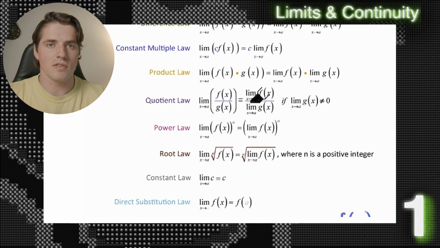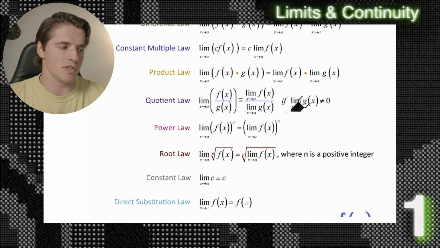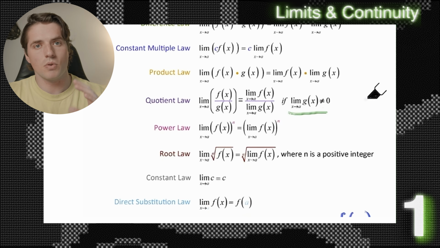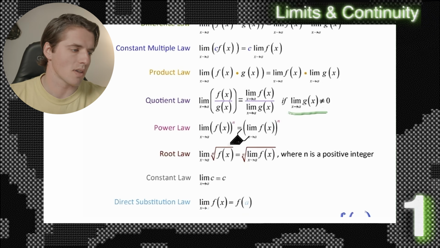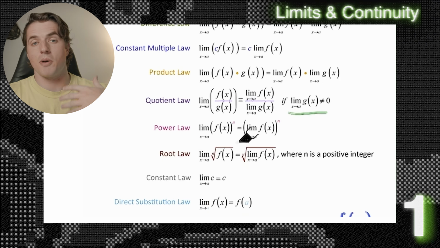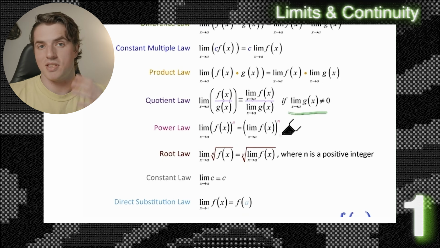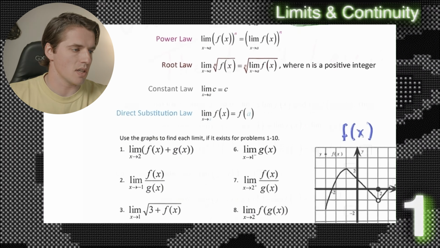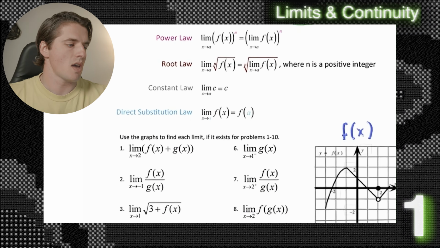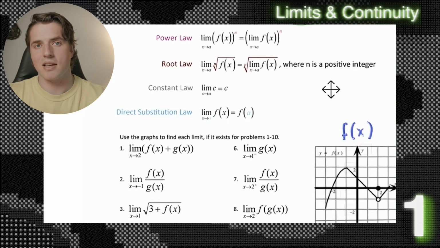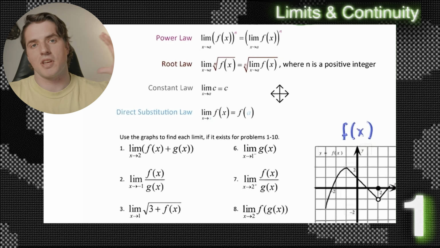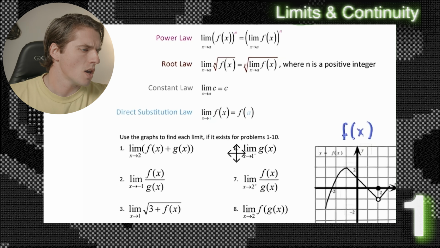The limit of f of x over g of x is the limit of f of x over the limit of g of x. The only issue here is if the denominator is 0, we'll run into a problem. The limit of f of x to some power, we can take that power to the outside. If we're doing some root, where n is positive, where we're not dividing by this root, then we can just take that to the outside as well.